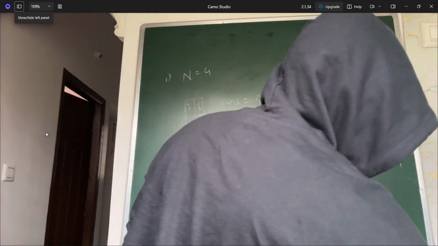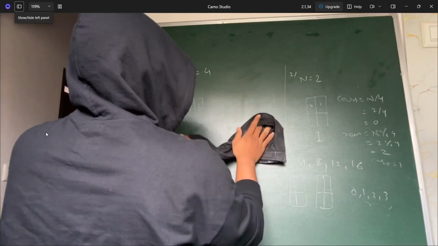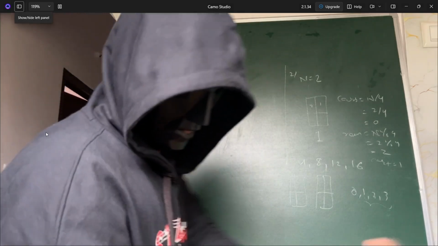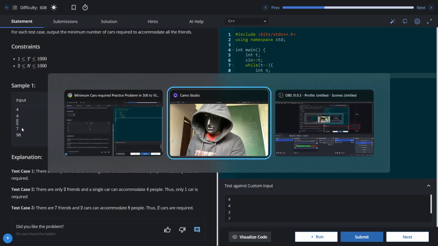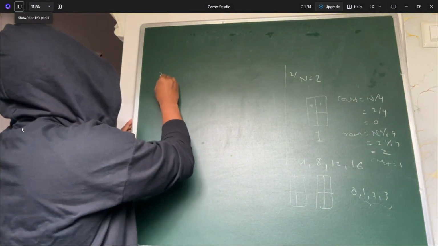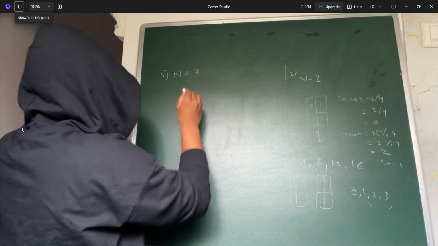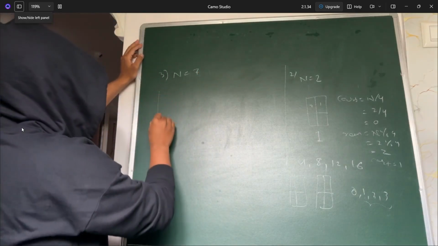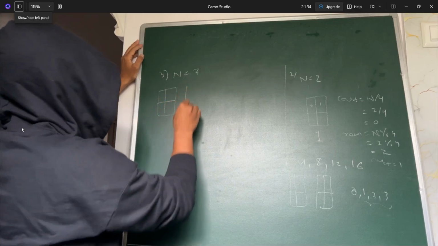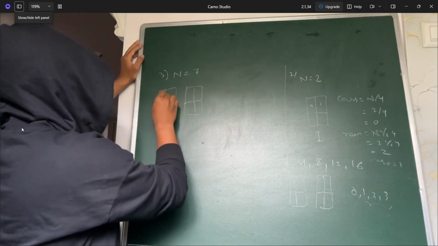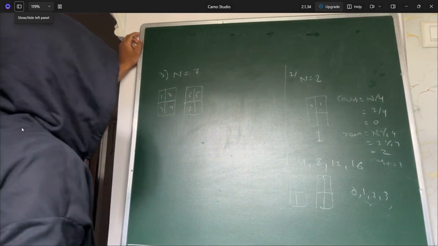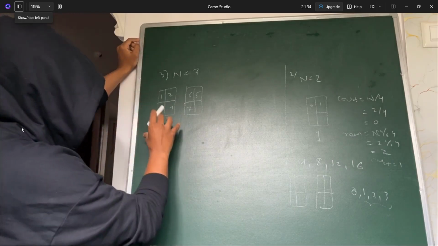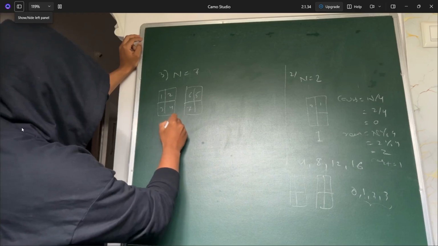Let me take you to the third example. That will still help you to visualize. In the first we required 1, in the second we required 1. Let's go to the third. In the third example, n is equal to 7. If you visually see, we have 1 friend, 2, 3, 4, 5, 6, let's say 7. So when you see it visually, we require 2 cars.